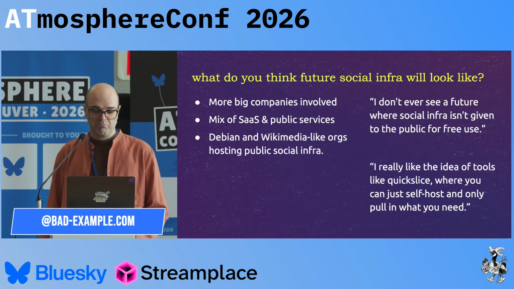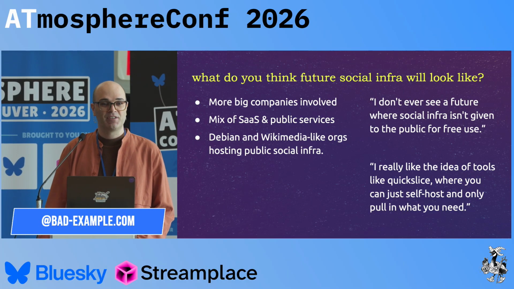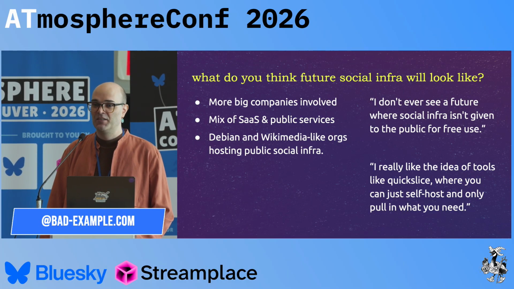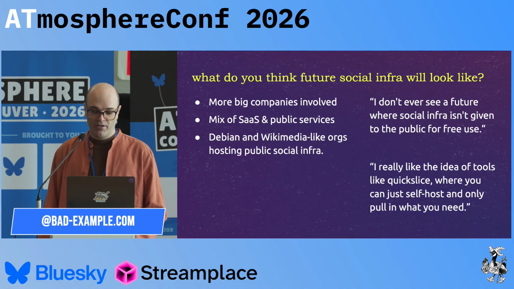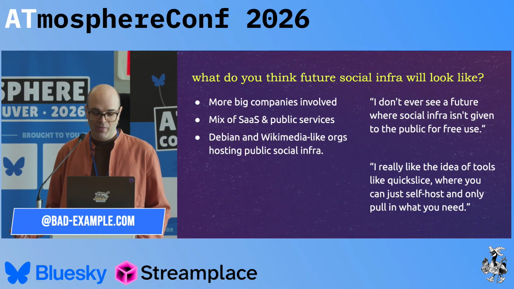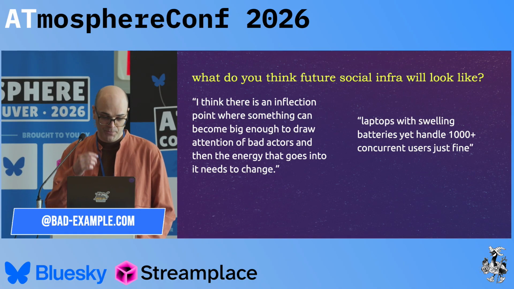And yeah, people don't think there will be a future where social infra isn't free for the public to use. I think that's not disproven so far by AT Proto. And yeah, shout out to QuickSlice, where you can run your own backend, self-host, and pull in just what you need from the big network if that's what you're trying to do.